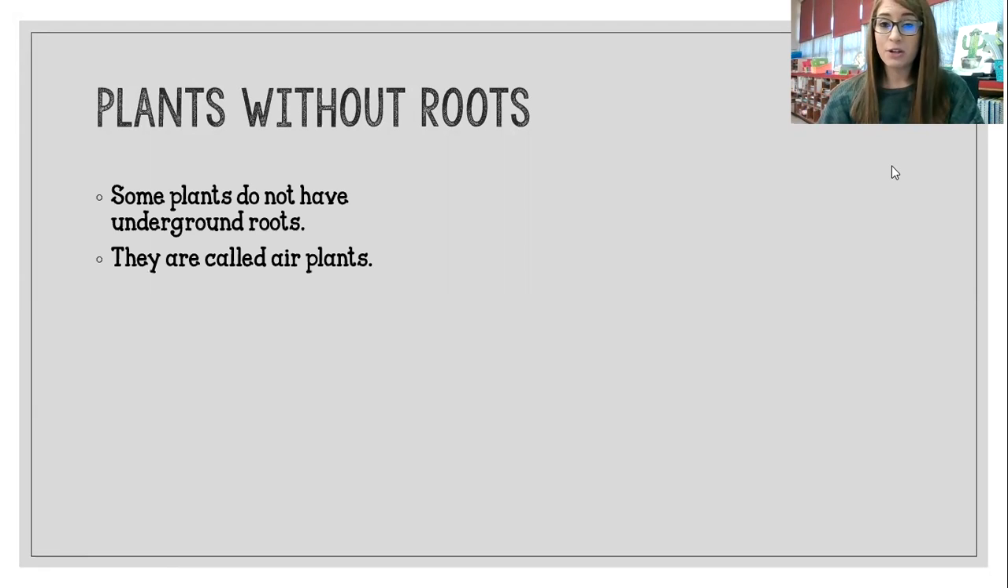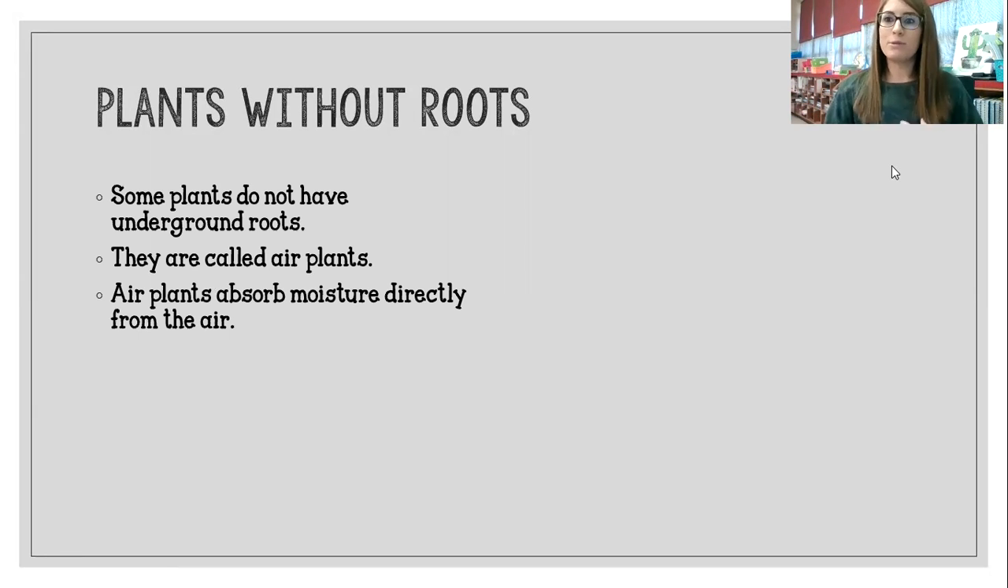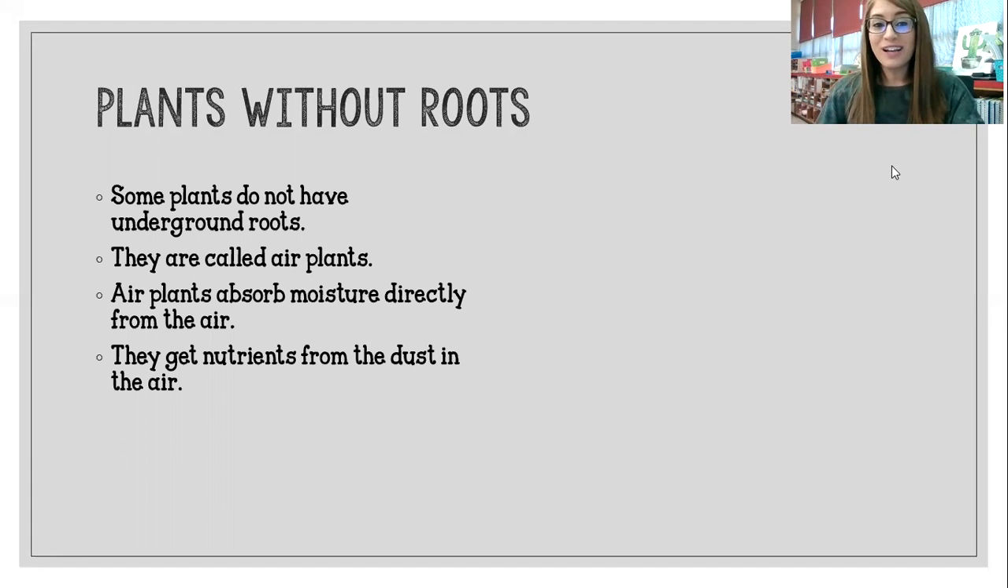Some plants do not have underground roots, and they are called air plants. These air plants absorb moisture directly from the air. So if it's ever rained or if it's dewy outside, they absorb the moisture from the air to get the water they need. And the nutrients they actually get from dust in the air that gets kicked around. You can be running outside and sometimes you kick up the dirt or it's really windy and the dirt starts flying around. Well, the air plants absorb the dust from the air and get the nutrients they need from the dust. Kind of cool, right?